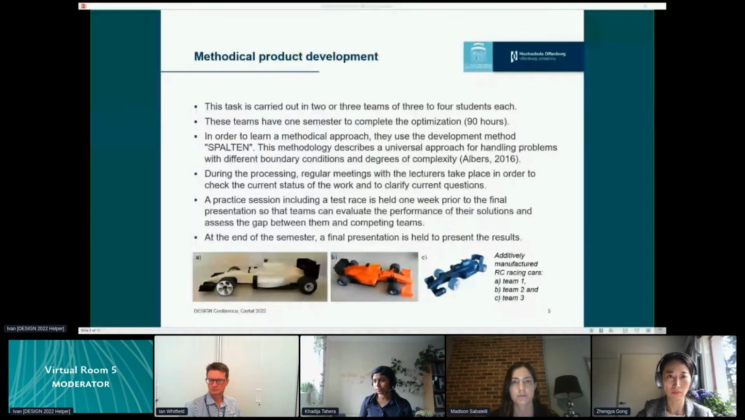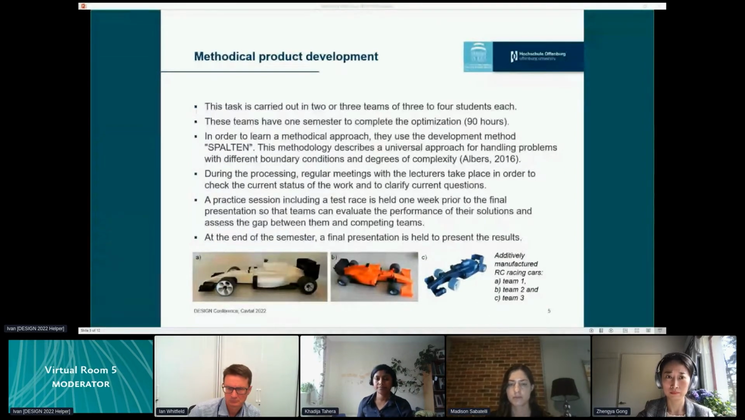A practice session, including a test race, is held 1 week before the final presentation, so that the teams can evaluate the performance of their solutions, and they can also assess the gap between themselves and the competing teams. At the end of the semester, the final presentation is held in order to present the results.